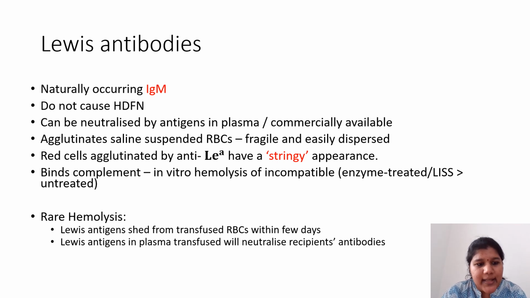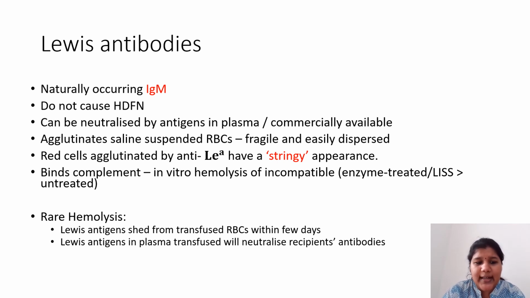Coming to Lewis antibodies, they are naturally occurring IgM. They do not cause hemolytic disease of fetus and newborn because IgM does not cross the placenta, only IgG does. They can be neutralized by antigens in the plasma or commercially available antigens also.